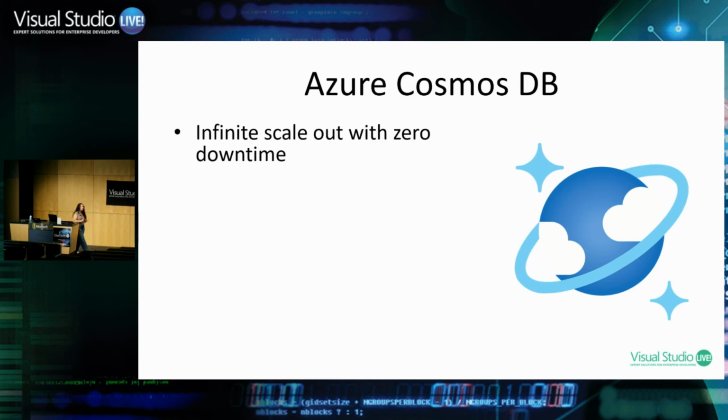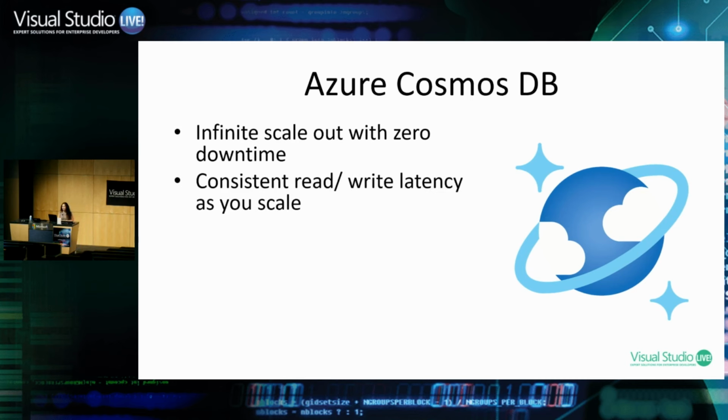So Cosmos DB really shines in its scale out. We have infinite scale out with zero downtime. This means as your application scales, Cosmos DB will grow with you, and you don't need to pause your business application in order to do it. Because it's a distributed database and we scale out, this allows you to have consistent read and write latency as you scale. So your point operations are guaranteed to remain performant, even as you're adding more partitions, adding more data, and having more complex operations.